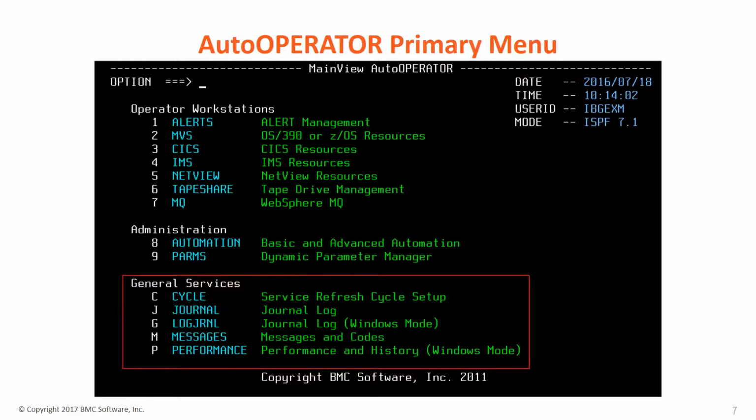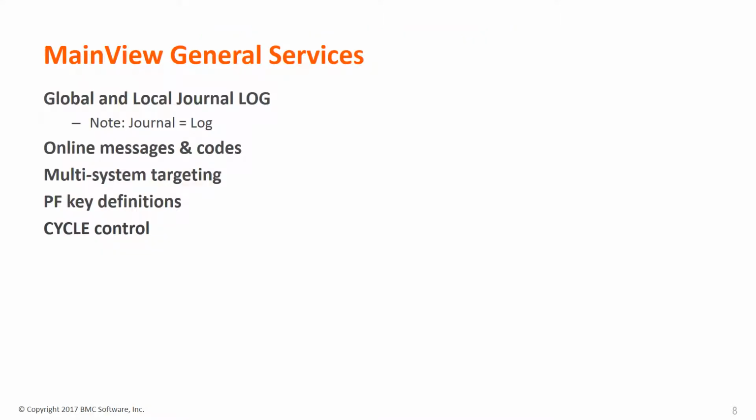Now let's talk about the general services that AutoOperator provides. You can see them down at the bottom of the screen outlined in red. MainView general services include the journal, online messages and codes, multi-system targeting, your PF key definitions, as well as any cycles you set up for cycle control.